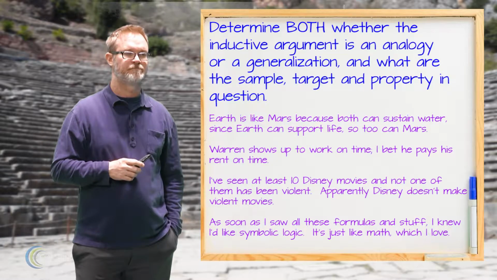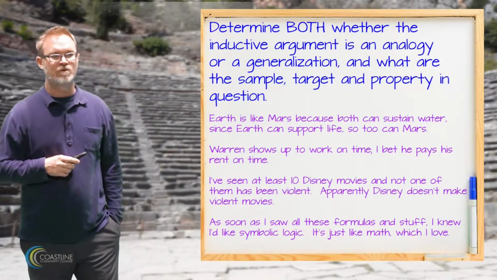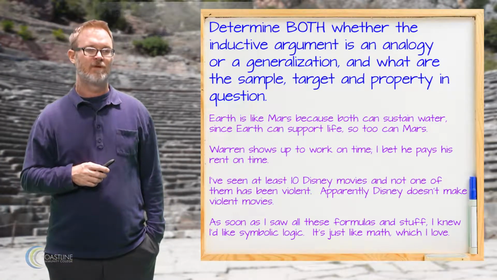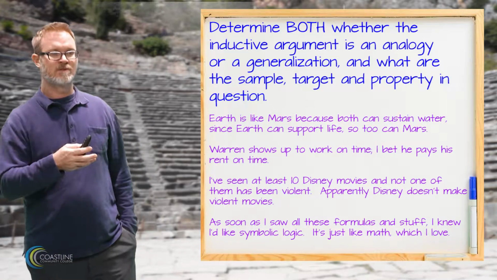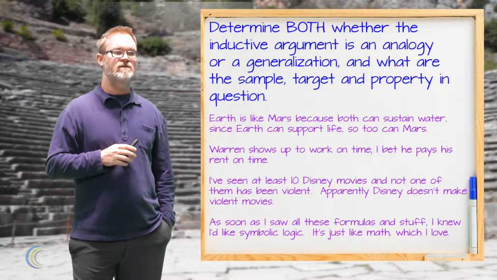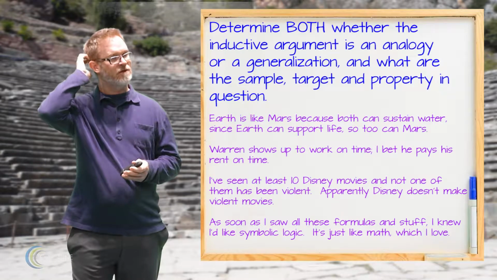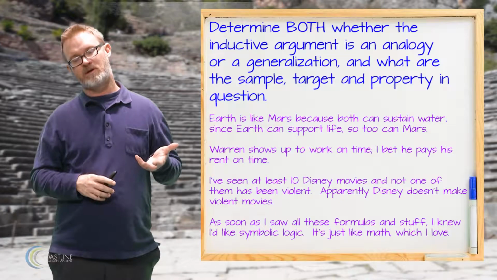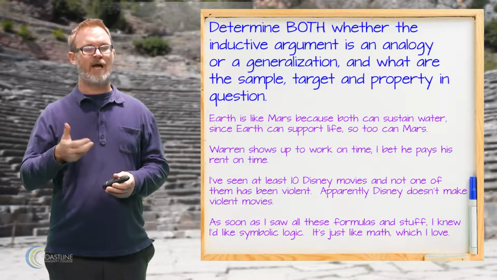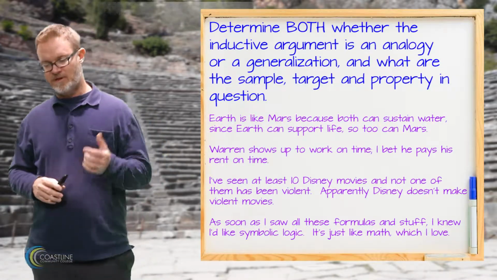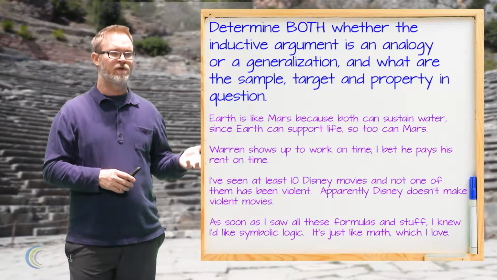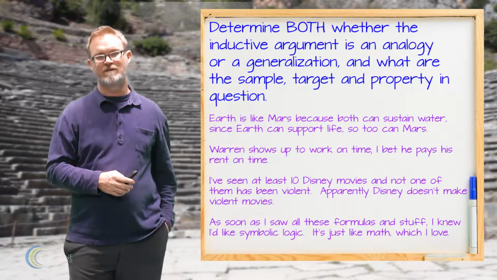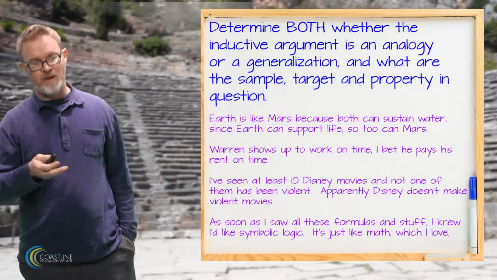Okay. Our next example says, Warren shows up to work on time. I bet he pays his rent on time. So this example is about Warren, and our sample looks to be about how he shows up to work, and our target is about how he pays rent. So I think the sample is Warren's showing up to work, and our target is Warren's paying his rent.